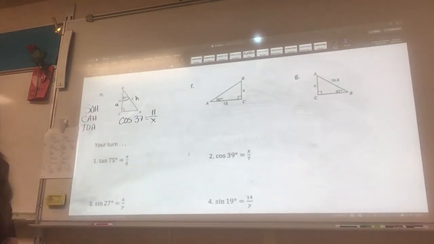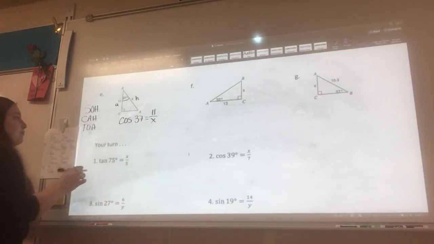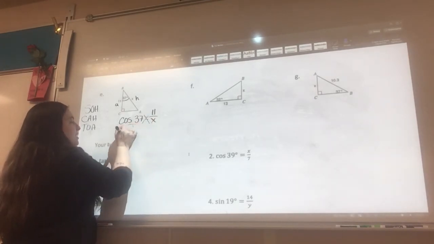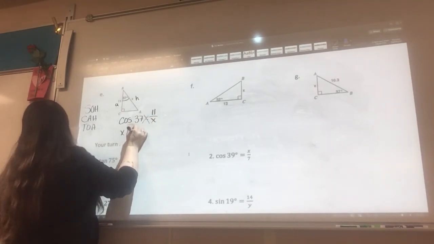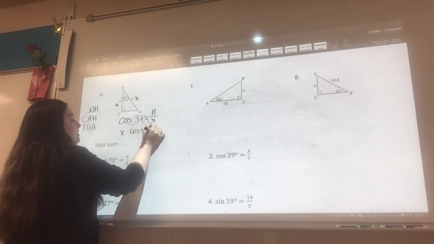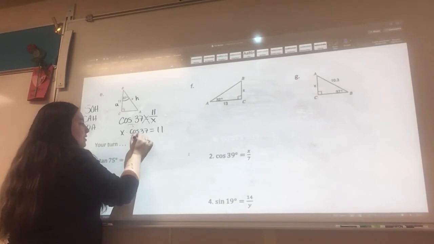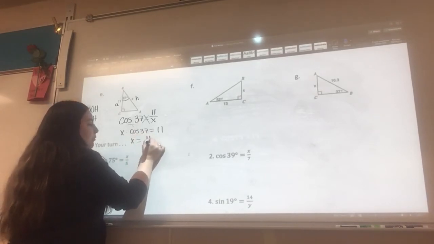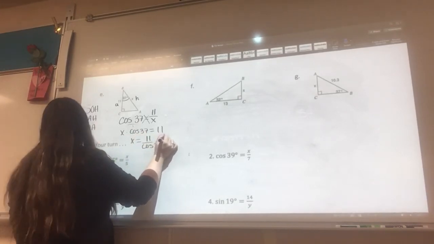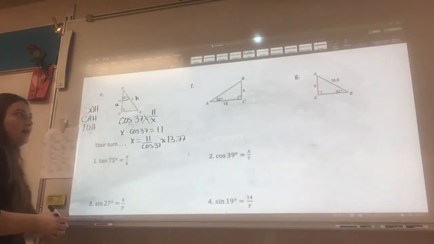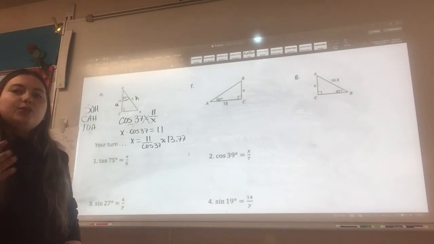And we've just set it up just like the last ones. So we're gonna cross multiply, because again it's over 1. We're gonna see x times cosine of 37 is equal to 11. We divide by cosine of 37, and we're gonna get approximately 13.77, okay? So this one you're just setting up on your own.